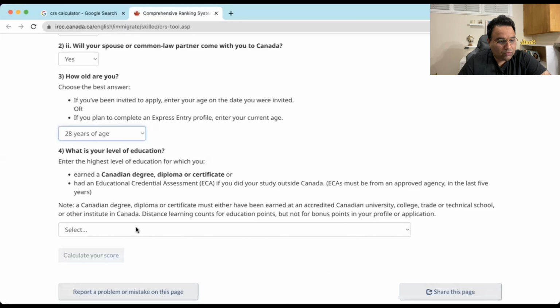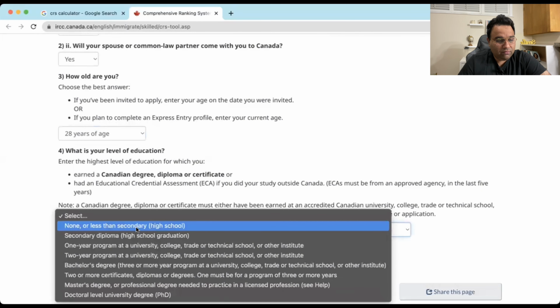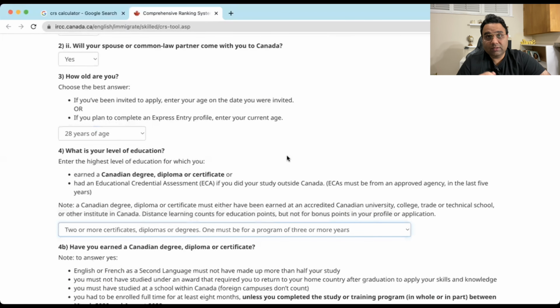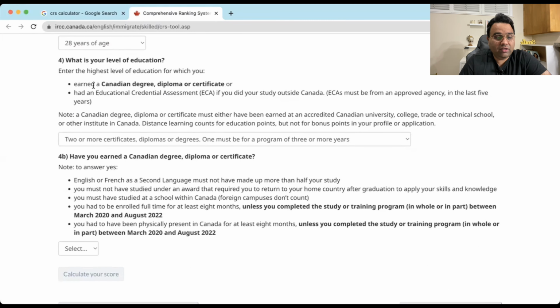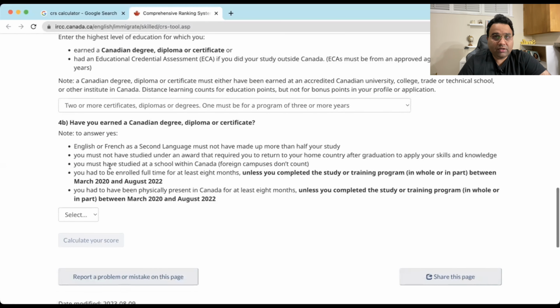What is your level of education? In my case, my level of education was two or more certificates, because I did my diploma in computers and then I did my bachelor's of engineering. Obviously I got my ECA done, which is listed over here, education credential assessment, which basically means that if you have done your education outside Canada, then you need to map it to a Canadian equivalent certificate, if you will, or education. So this is what the ECA is. I did all of that. I got my ECA before I created the Express Entry profile.